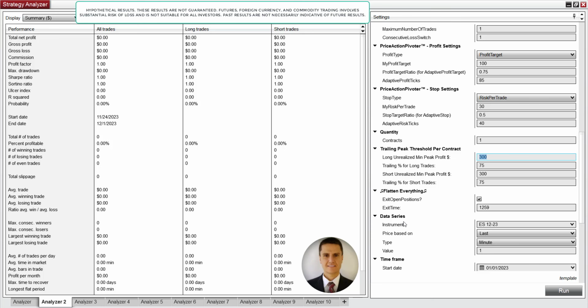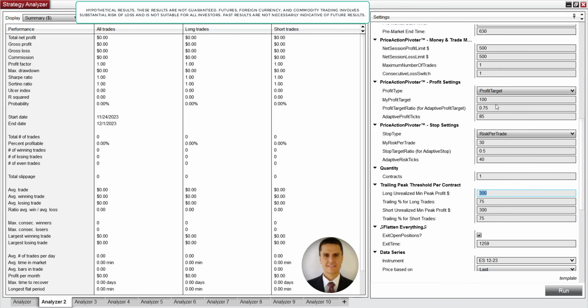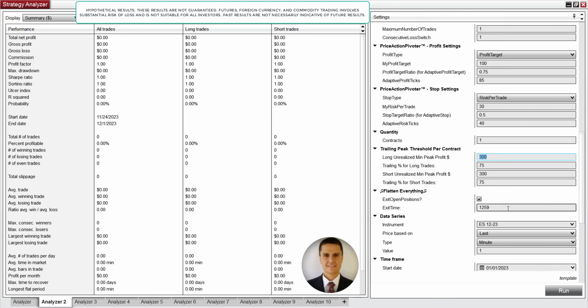Okay, OHLC is open, high, low, and close. That's the data that every data broker stores. Okay, so that's my profit target. That's my stop. These are the trailing peak. I'm flattening everything at 12:59 my time. That's 1 minute before RTH time.